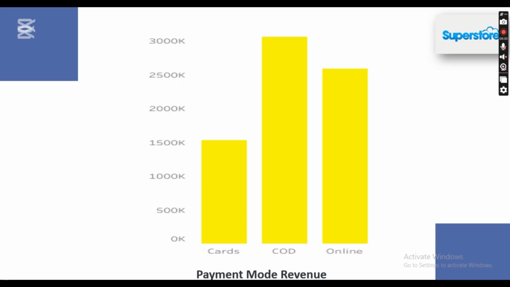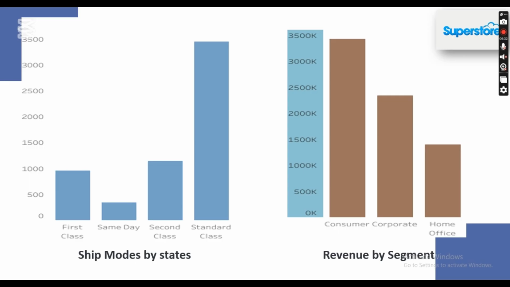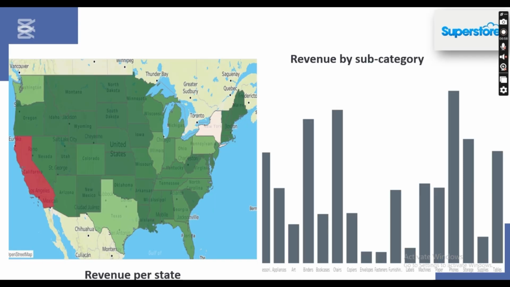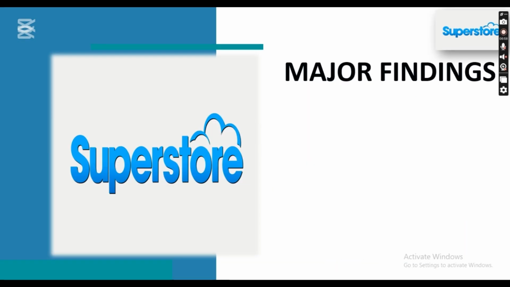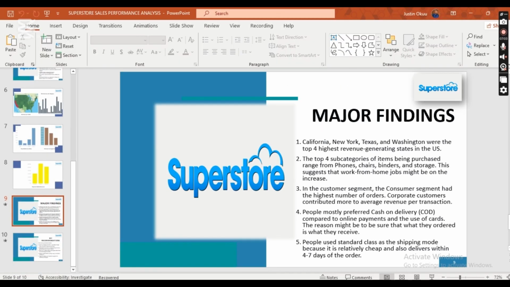And when you look at the revenue on segments, you see that there are three segments there: we have consumers, we have the corporates, we have the home offices or home office. We also see ship mode by states. We also see people that use standard class, second class, same day, and first class. All right, so let's go now to the dashboard and make some few analyses before we come back to the findings.